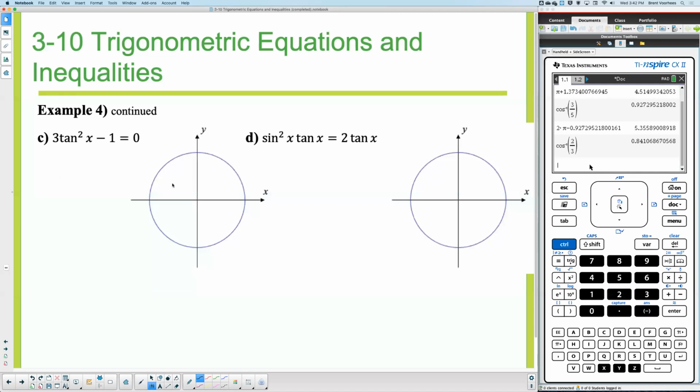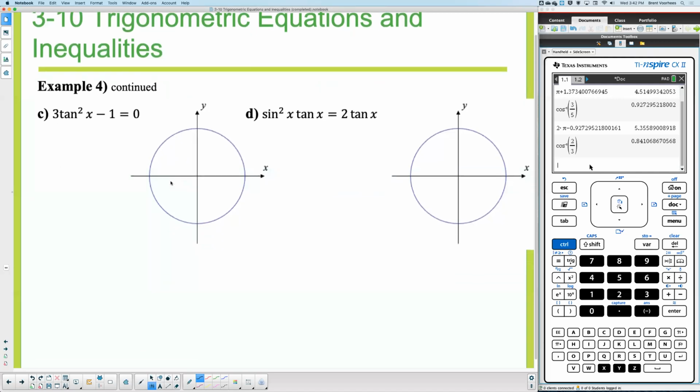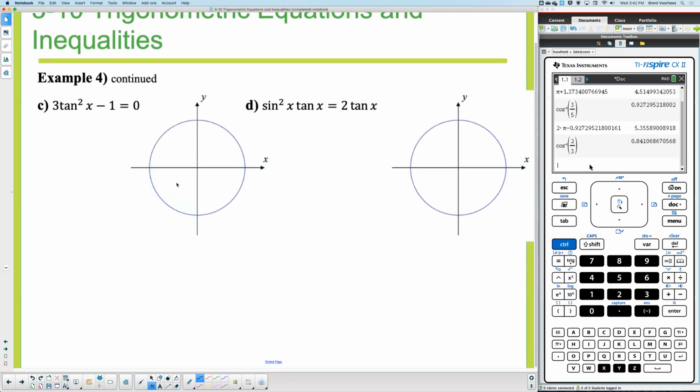Okay, now let's take a look at example C. So now let's continue solving what we have. 3 tangent squared x minus 1 equals 0. And so here we would need to do some opposites. So let's add 1 to both sides. And so I now have 3 tangent squared x equals positive 1. We would divide by 3.